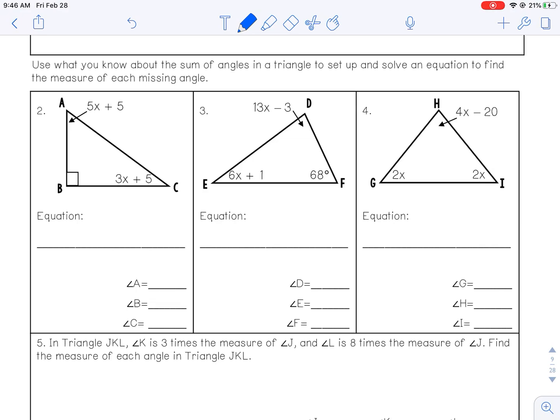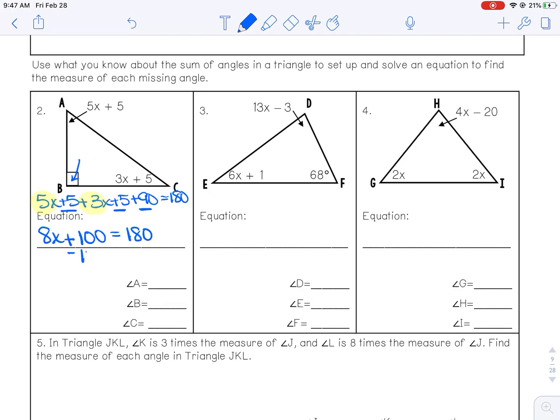So we know that all the angles of a triangle must add up to 180 degrees. So we are going to add all of them together: 5x plus 5 plus 3x plus 5 plus 90 equals 180. Remember yesterday, we had to add our like terms. 5x plus 3x, those are like terms, and that gives us 8x. Then I'm going to add up my other like terms: a plus 5, another plus 5, and 90. So that's plus 100 equals 180.